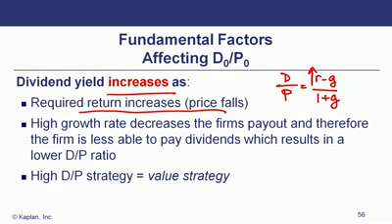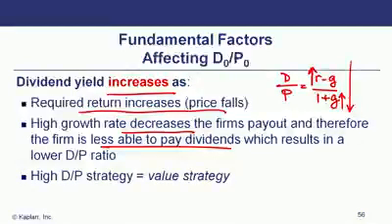What else? A high growth rate decreases the firm's payout, and therefore the firm is less able to pay dividends. So with a very high growth rate, notice as the growth rate goes up, what happens to the entire fraction? It starts to come down. On the flip side, if the growth rate were to fall, then the fraction starts to increase.